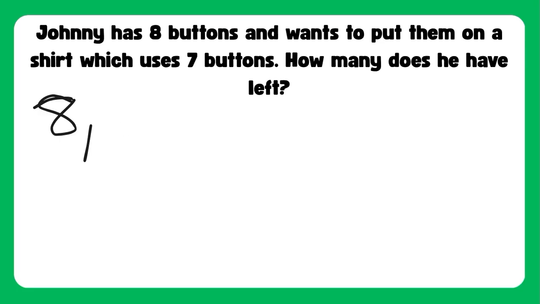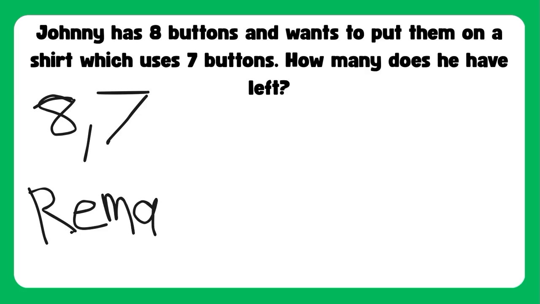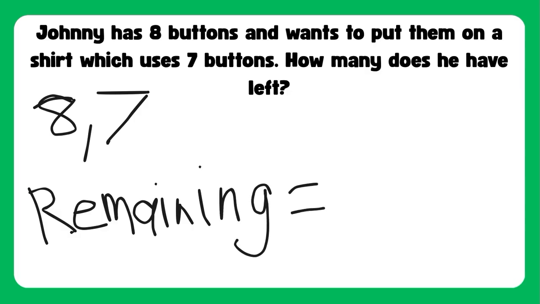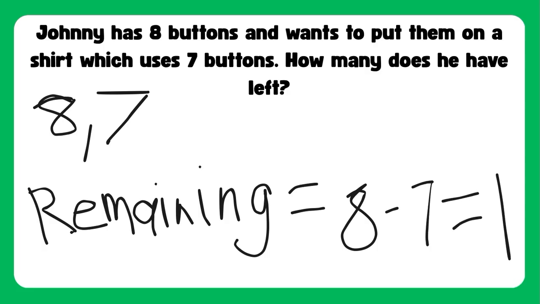Why is this 7 not writing? Yep, there we go. So to find remaining, you have to subtract. So remaining is equal to 8 minus 7, which is equal to 1. So he has 1 button left.